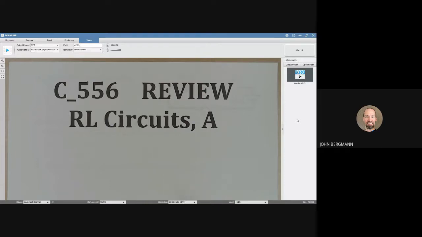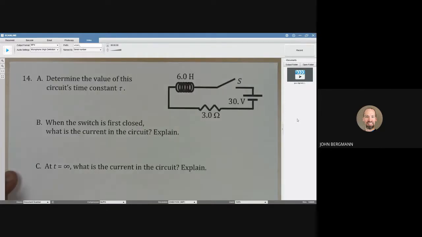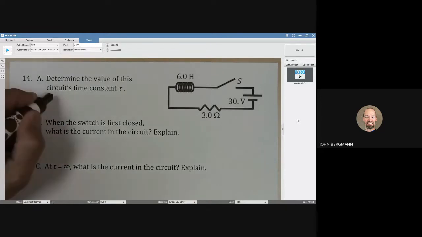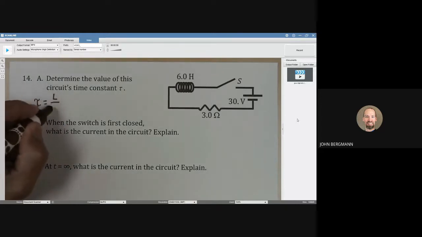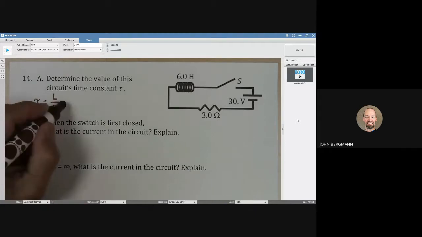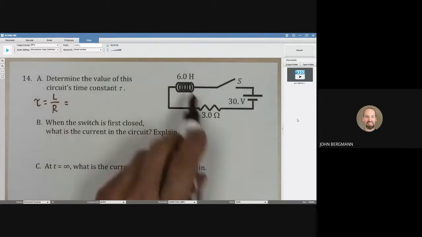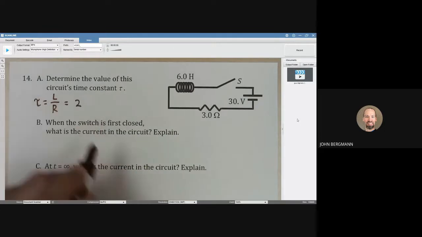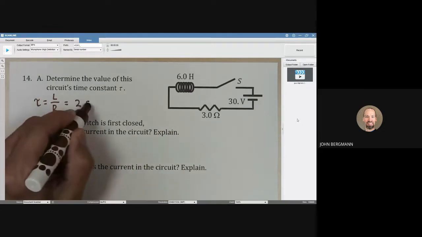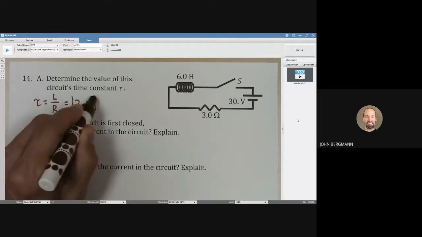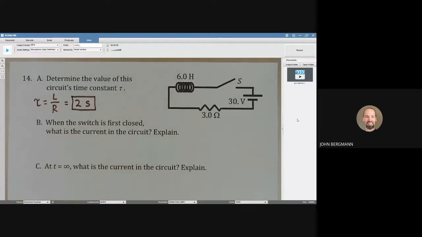RL circuits A. So here's a circuit. Determine the value of this circuit's time constant, tau. For an RL circuit, the time constant is found by taking the inductance over the resistance. That's going to be 6 henries divided by 3 ohms, 2, and the unit for the time constant. We could say henries per ohm, but let's change it to seconds.